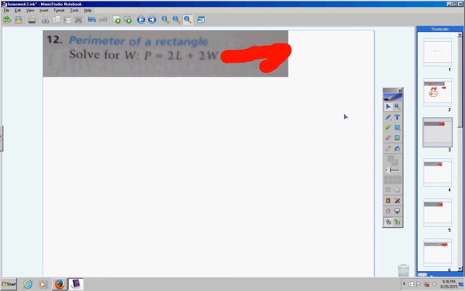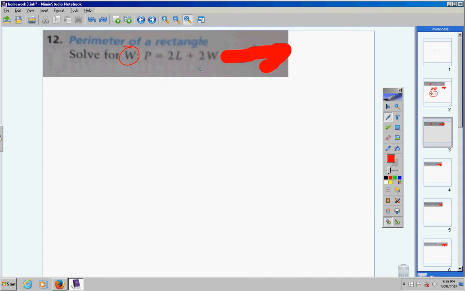Number 12. Okay, we're solving for w. Step 1, simplify both sides. This is an L term. This is a W term. They are unlike terms. You cannot put them together. There's no simplifying over here we can do. Step 2, eliminate fractions and decimals. There are none. Step 3, simplify again.